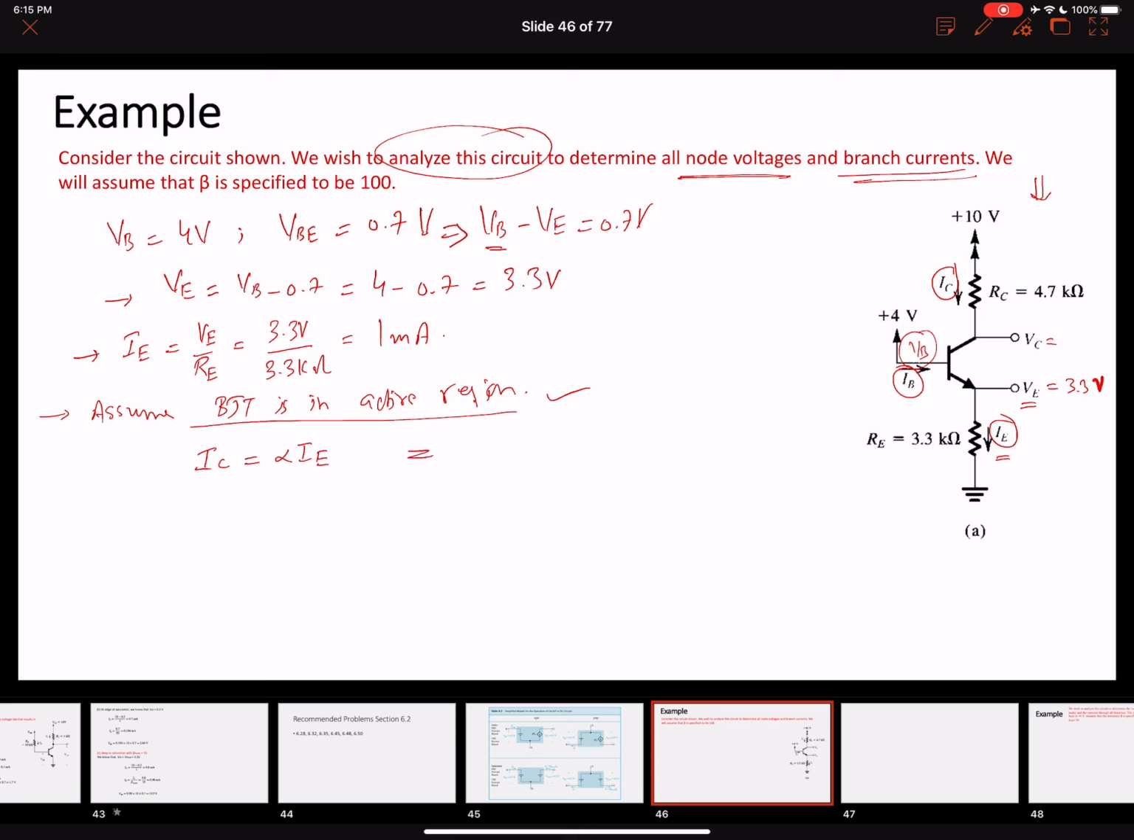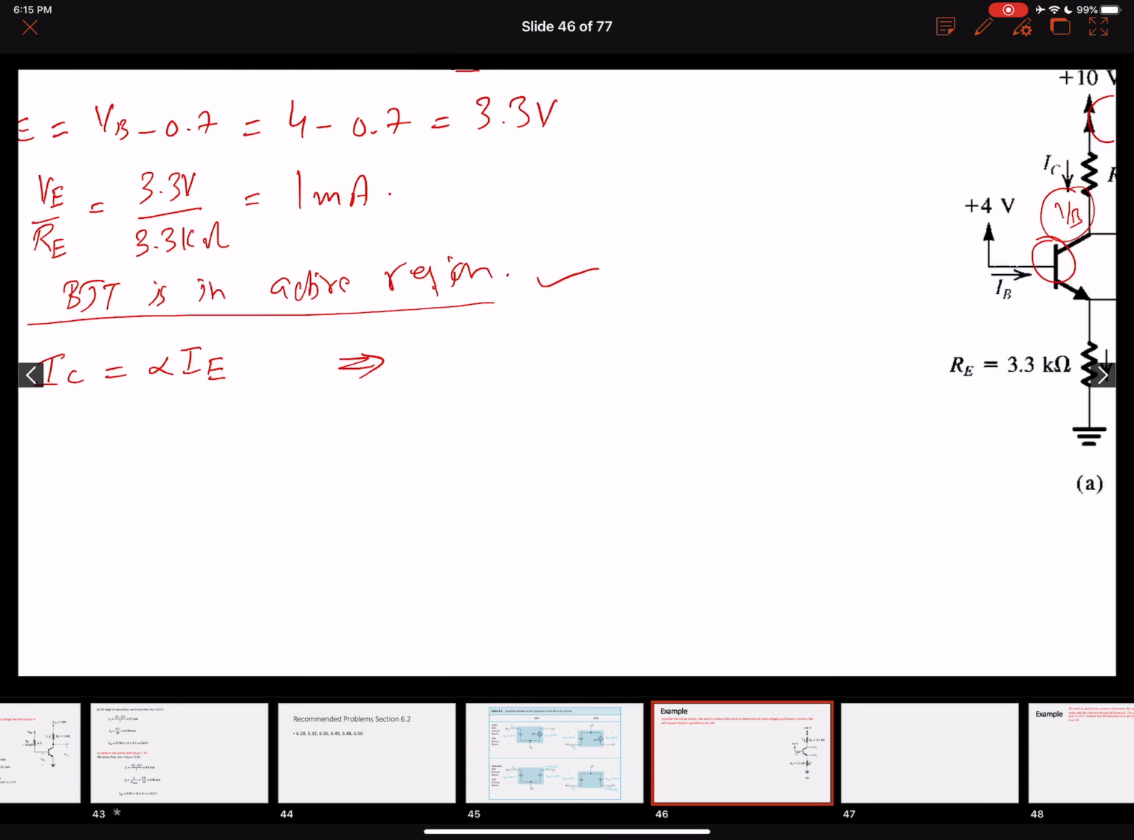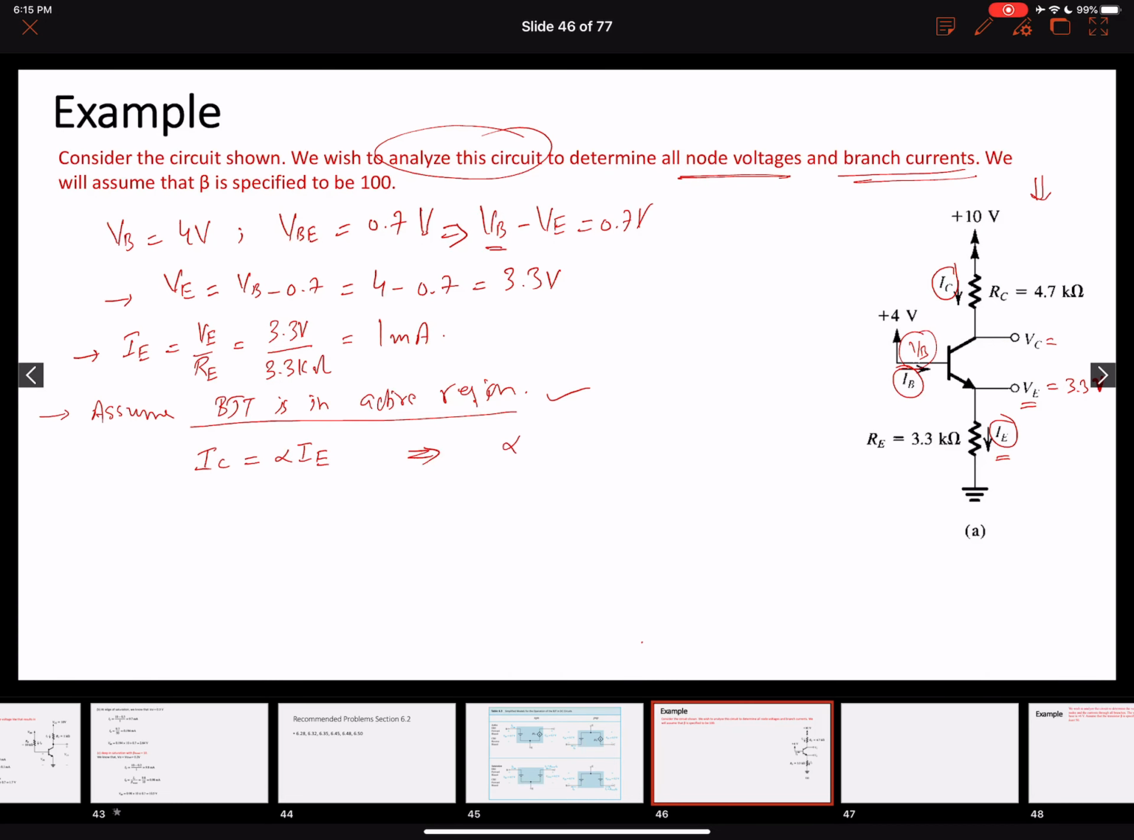And if you remember from one of the first week lectures, the value of alpha equals beta over beta plus 1. The value of beta is 100. So it is 100 over 101, which is approximately 0.99. So I can easily find the collector current to be 0.99 multiplied by IE. IE is 1 milliampere. So the collector current is 0.99 milliamperes. So we ended up finding the value of the collector current.